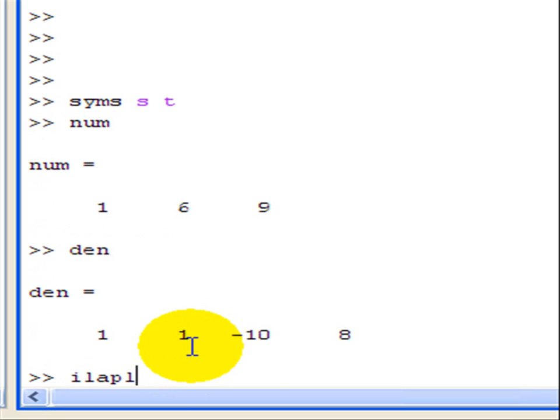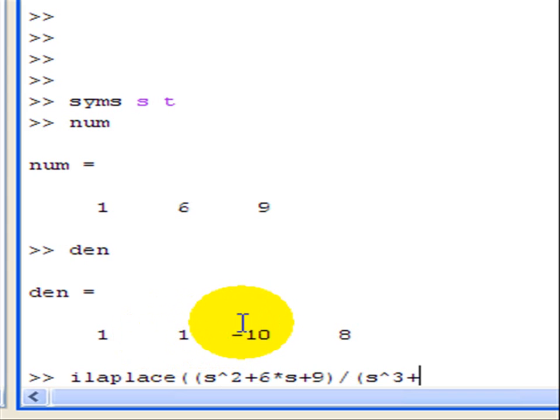So Laplace. Now we're going to do the numerator, which is basically s raised to the second power plus 6 times s plus 9. We're going to divide that by s cubed plus s raised to the second power minus 10 times s plus 8. Close parentheses and close it for the function Laplace, and we should get our inverse Laplace transform that we did earlier.